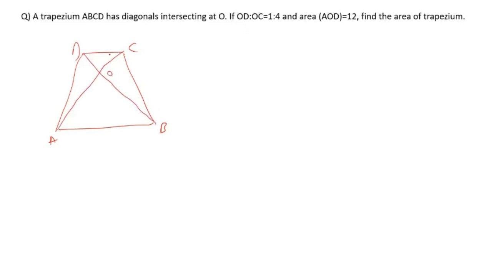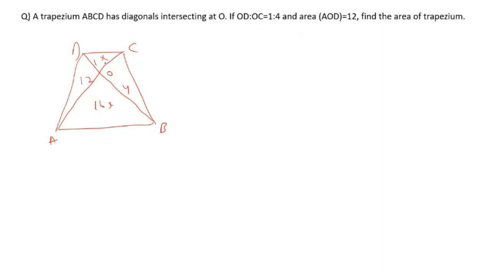OD is to OC is 1 is to 4. So this is 1 is to 4. So immediately I should realize that the area of this, let's say if it's X, then this will be 16 of X in terms of area, because the area ratio is 16. And area AOD is given as 12.